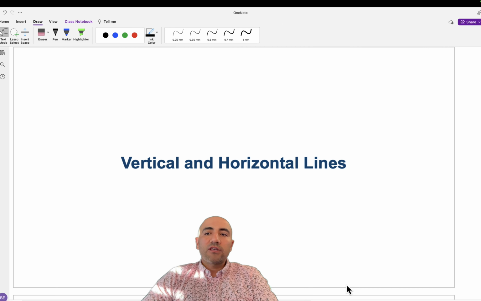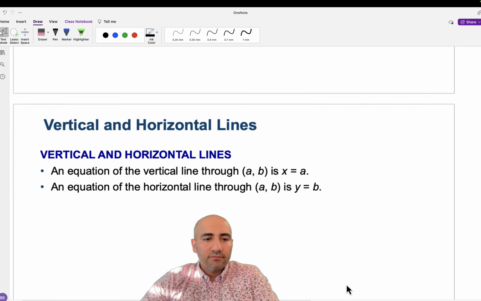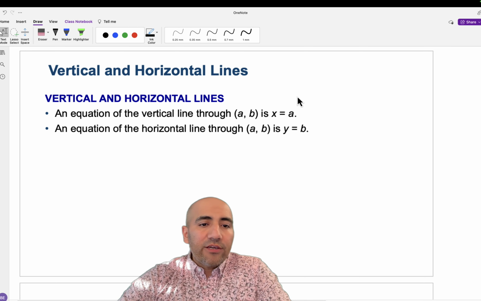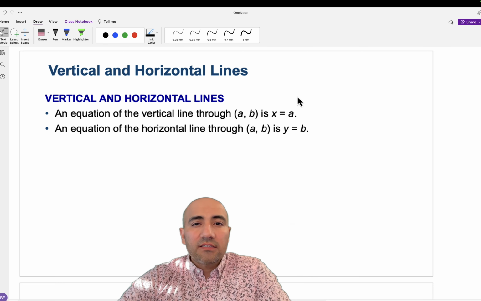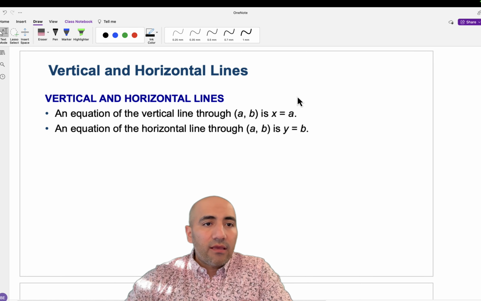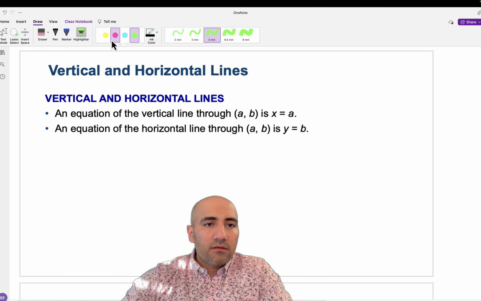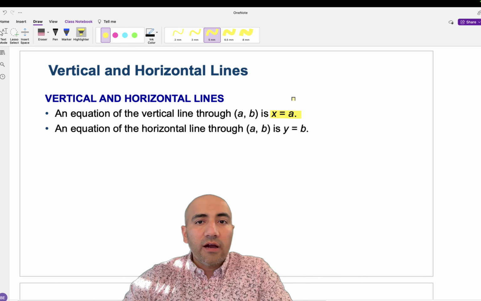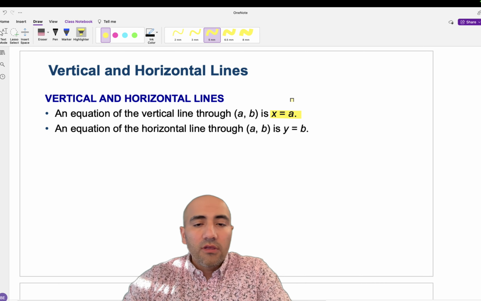Okay, vertical and horizontal lines. An equation of the vertical line through (a, b) is x equal to a. So this statement right here is the equation of a vertical line. Remember, vertical lines are straight up and down, vertical. The slope is not defined.